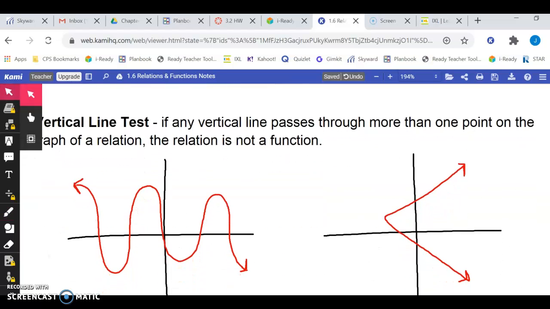And then we have the vertical line test. And the vertical line test is if any vertical line passes through more than one point on the graph of the relation, the relation is not a function.